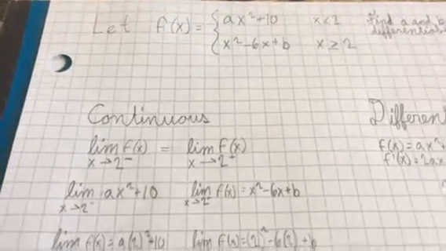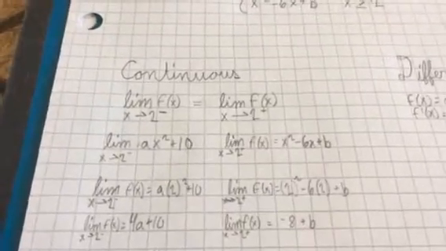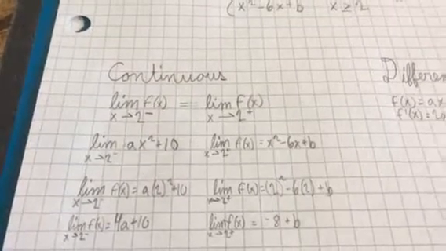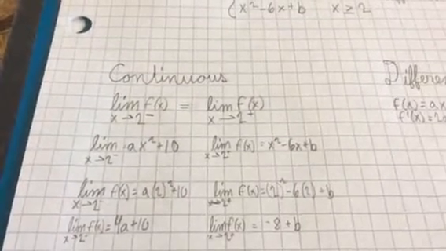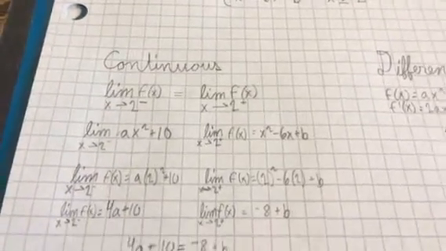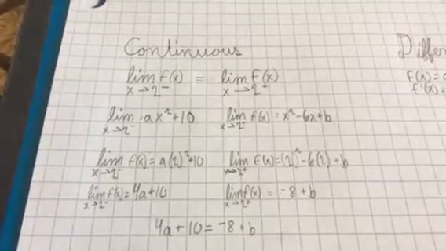So solving both of these down, we get the limit as x approaches from the left to be 4a plus 10, and the limit as it approaches from the right being negative 8 plus b. And now we have to set these equal to each other, as that will tell us if it's continuous or not.